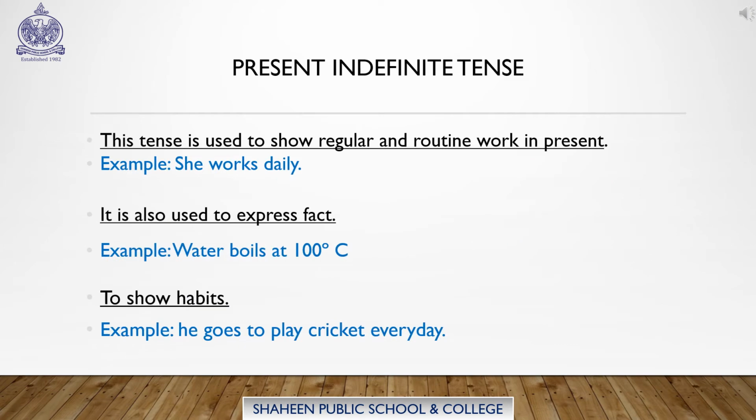So, where do we use present indefinite tense? This tense is used to show regular and routine work in present. For example, she works daily. It is also used to express fact. For example, water boils at 100 degrees centigrade, or you can say the earth revolves around the sun. The third thing is it is also used to show habits, like he goes to play cricket every day, or she sings a song daily.